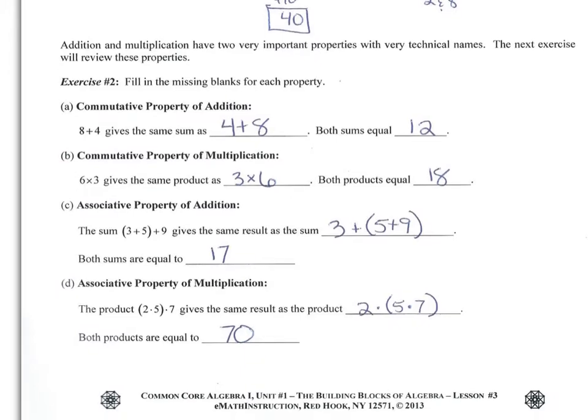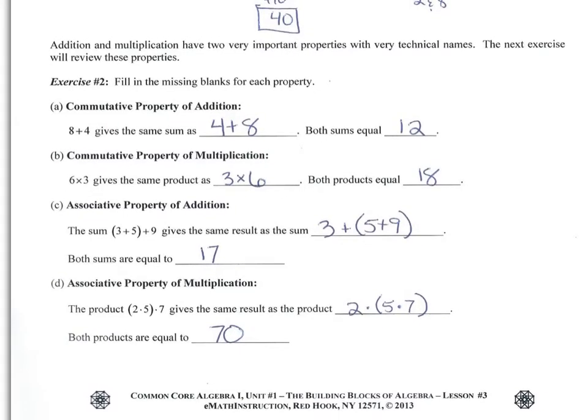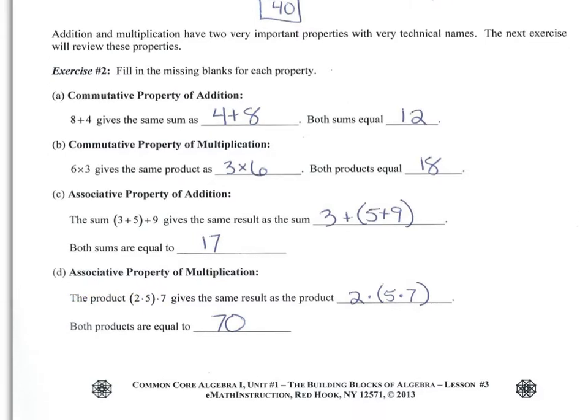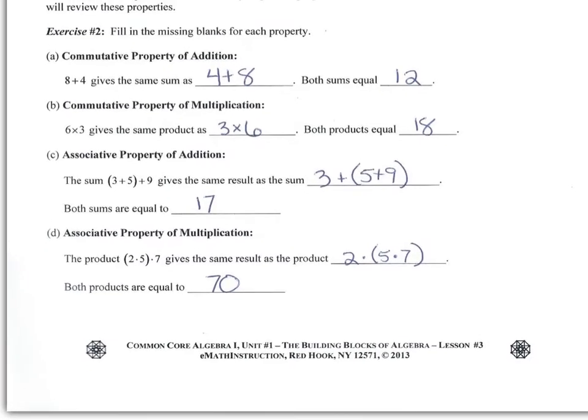This holds for multiplication as well. I could choose to multiply the 2 times 5 to get 10 and then times it by 7. Or I could get the 5 times 7 first, is 35, and then multiply by 2. No matter what, I get an answer of 70. So the associative property of multiplication holds true as well. Moving on to our next page.